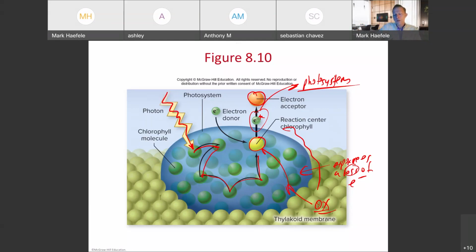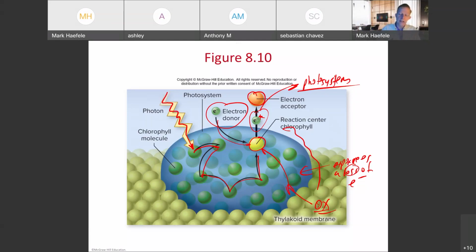So when you lose this electron, then you have to replace it. And that's where you get your electron donor from. The electron donor will then replace that electron with another electron so that you can excite it again, and you'll lose that excited electron, and then you'll have the donor backfill that extra electron. So as long as you have a donor who's willing to supply an electron, then you can keep the system going.